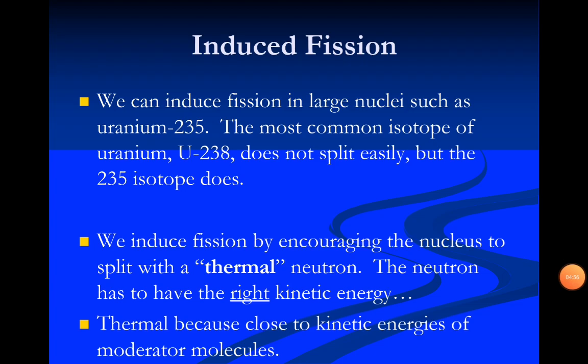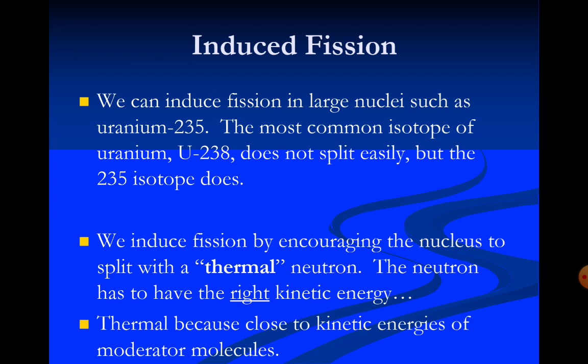In order to start an induced fission, well, we know already larger nuclei are more unstable. That means it is more likely that we can induce a fission more easily with a larger nucleus. We can induce a fission in uranium-235, but another common isotope, uranium-238, does not split so easily. So we need to have uranium-235. Now, the induced fission or splitting process is done by a neutron that is bombarded on the nucleus.